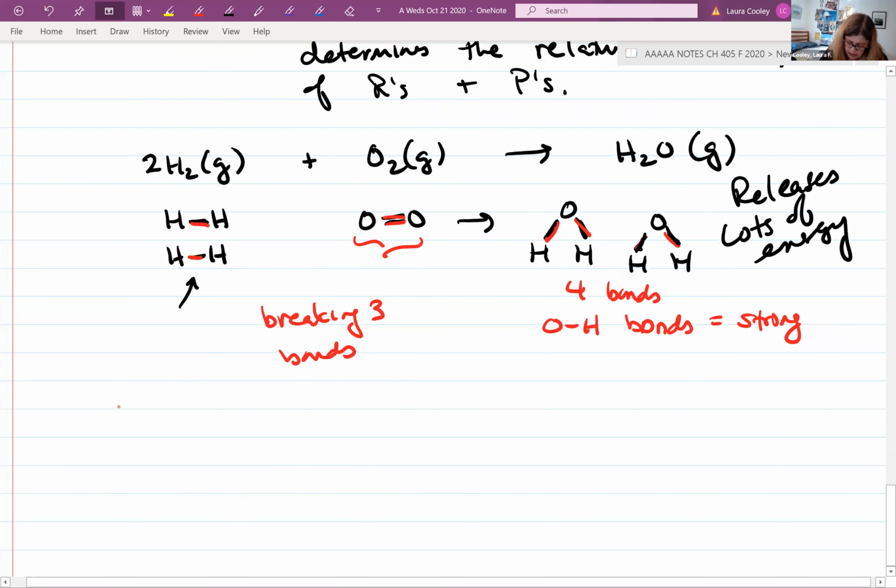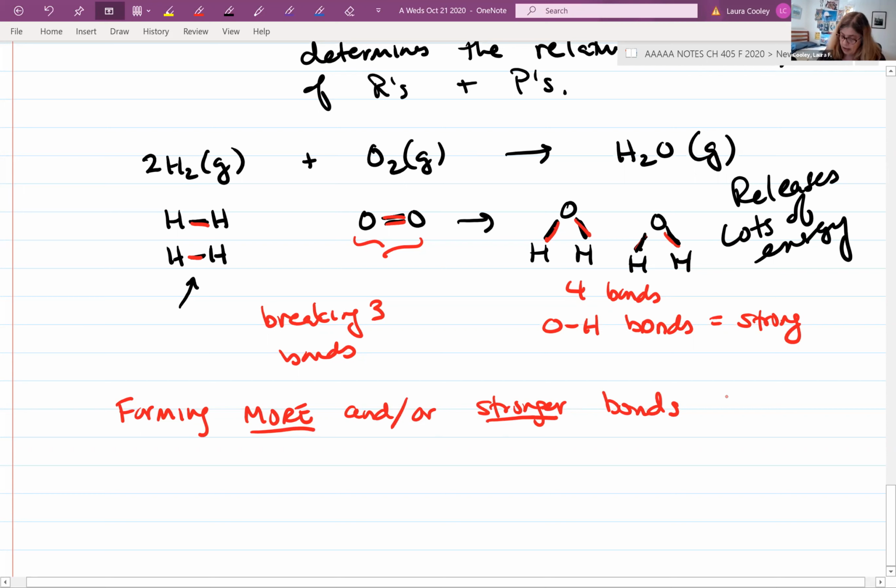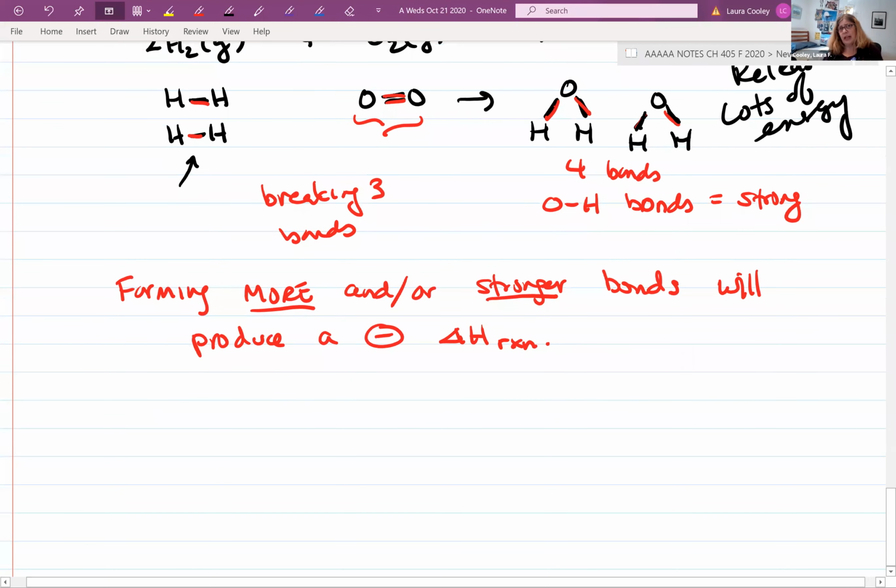So I always will say, and I teach this in freshman chemistry as well, I don't know if people remember it, that forming more and or stronger bonds will produce a negative delta H for the reaction. Okay, if that's fundamentally what's happening.